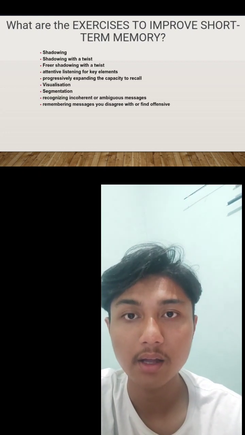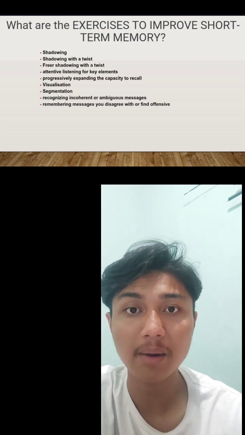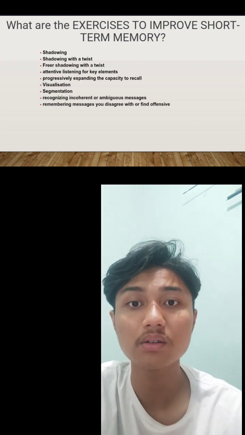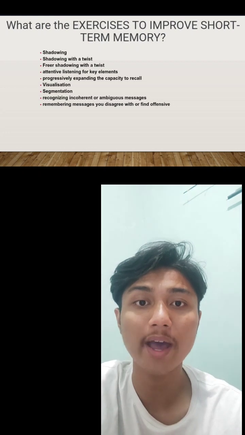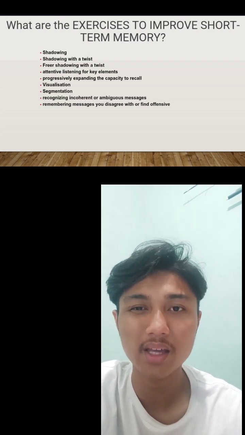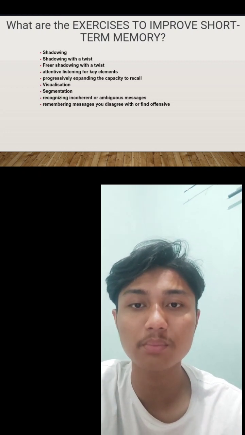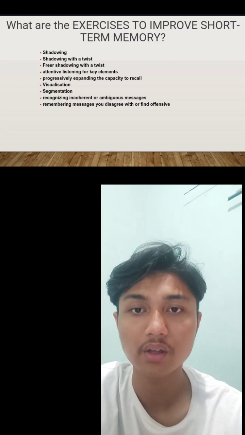And then recognizing incoherent or ambiguous messages. Speakers are many times unclear. In general, incoherent and ambiguous speech is hard to remember. This exercise aims to help you recognize incoherence or ambiguity in a speech, which in itself is also a way to recall the speech. And the last point is remembering messages you disagree with or find offensive.